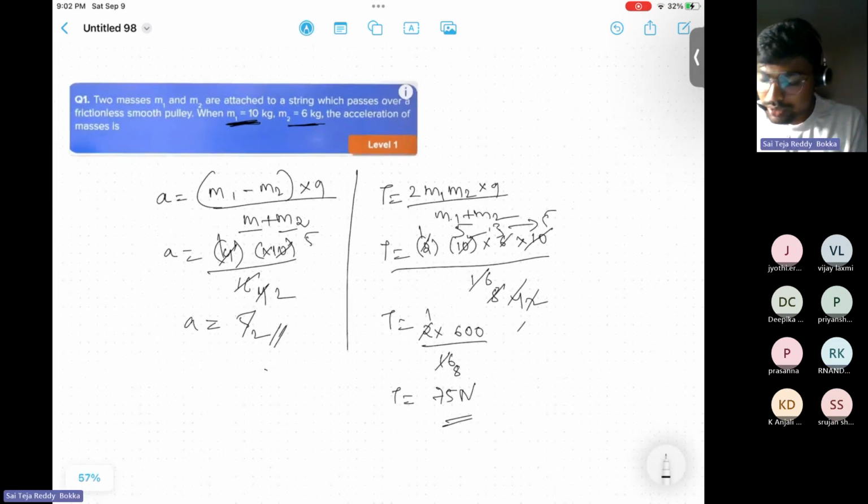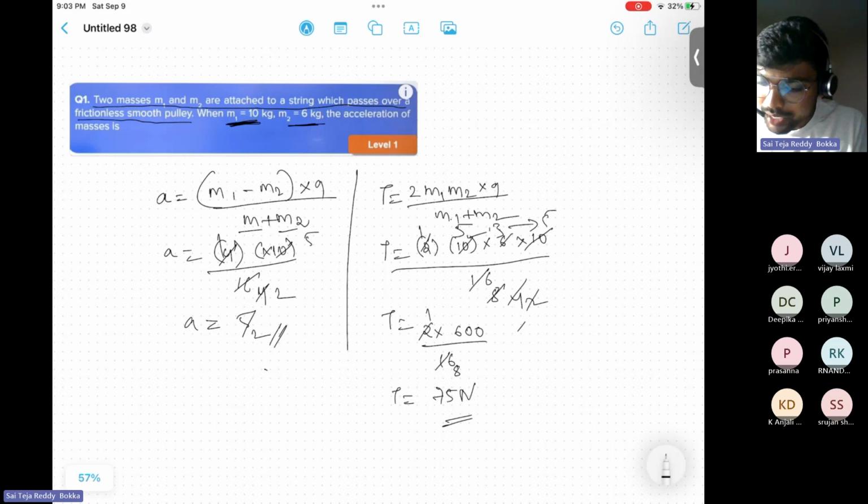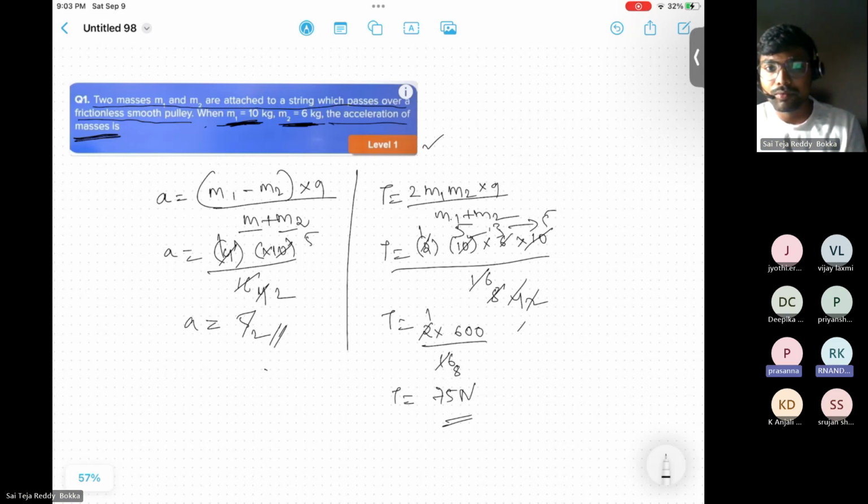So did everyone get this? So see this question now. Two masses M1 and M2 are attached to a string which passes over a frictionless smooth pulley. When M1 is equal to 10 kgs, M2 is equal to 6 kgs, the acceleration of the masses is. So how is it accelerating now? This is a level 1 problem. Everyone have done? Yes, sir.